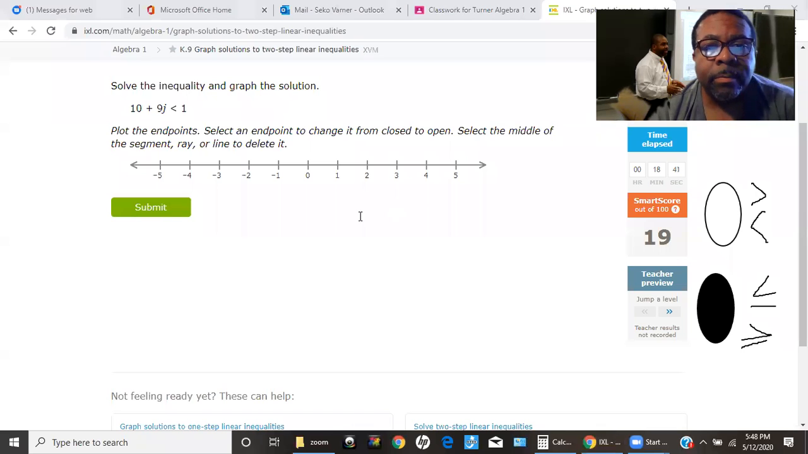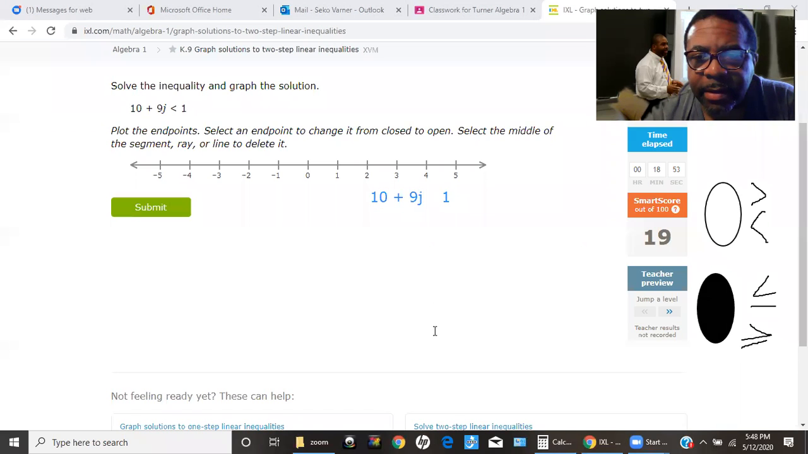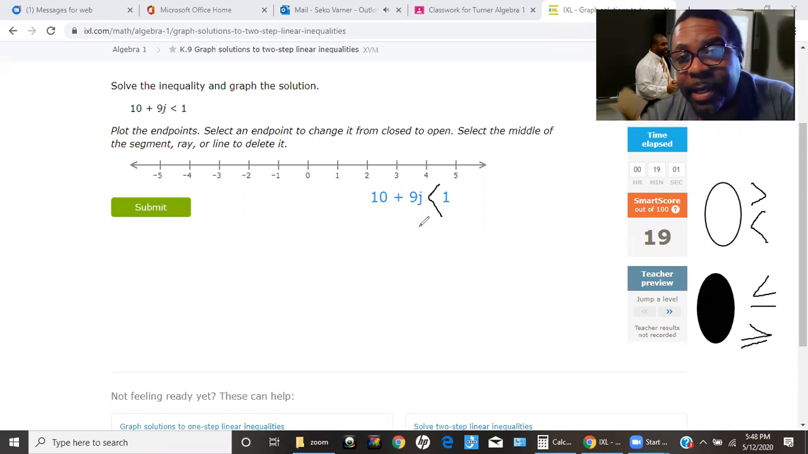Okay, so now let's solve for j. The great thing is we see it's a less than sign. 10 plus 9j is less than 1. Since it's a less than sign, we know when we end, we're going to have an open hole.